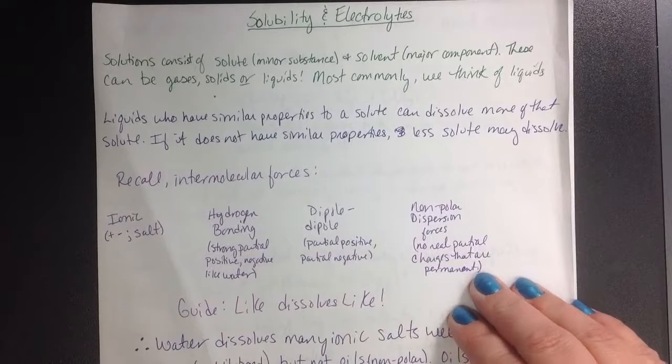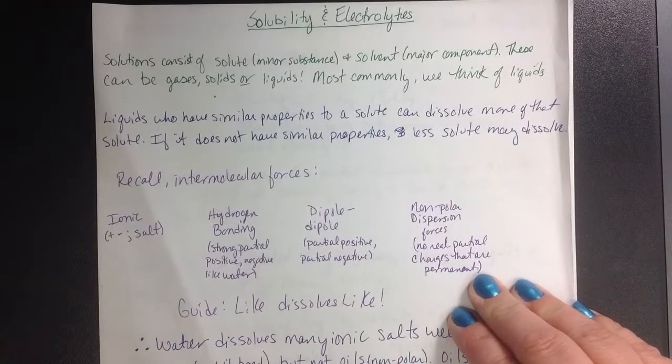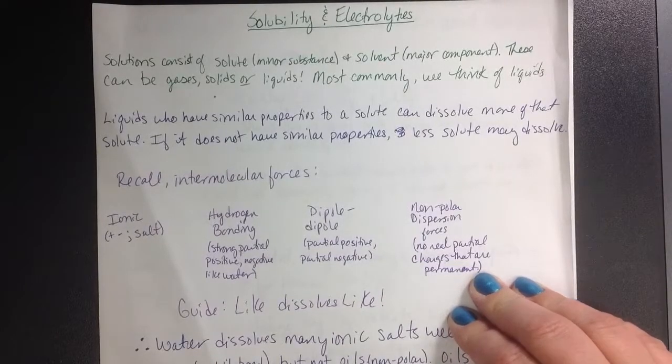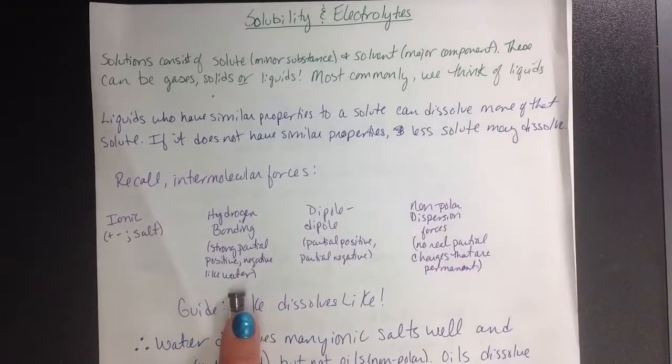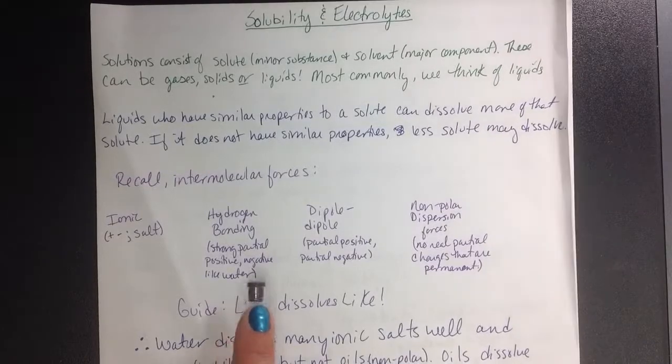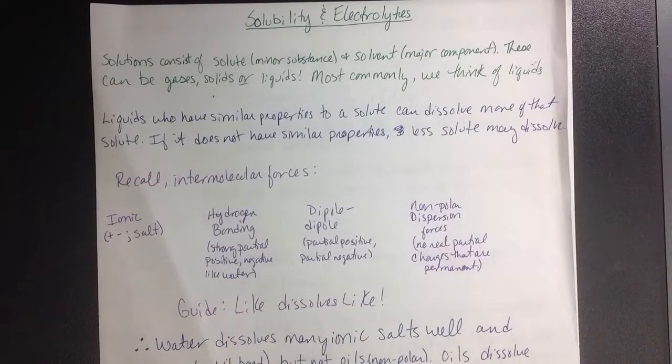And then finally we have nonpolar or dispersion forces. So there's no real partial charges in these types of things. Water does not belong in this category. Okay, so water can hydrogen bond because hydrogen bonding is defined as hydrogen that's specifically attached to oxygen, nitrogen, or fluorine. And obviously water has hydrogen attached to oxygen.